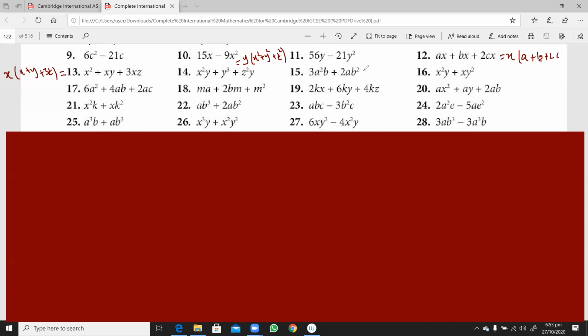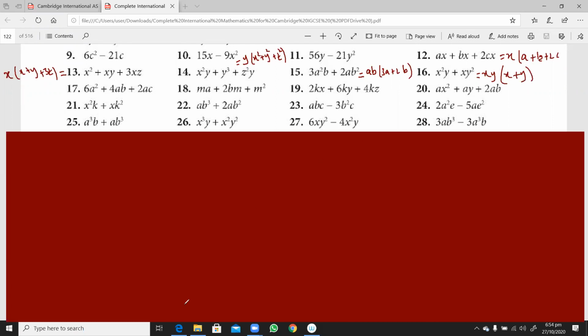Yes, Ayan, did you try this 15th question? Yes, sir. ab into 3a plus 2b. Once again, tell me, what did you take as common? ab. ab into 3a plus 2b. Absolutely right. This is perfectly all right. Okay. Mustaqim, you tell me. This is x square y plus xy square. So what will you take as common? xy into x plus y. Yeah, it is xy into x plus y.